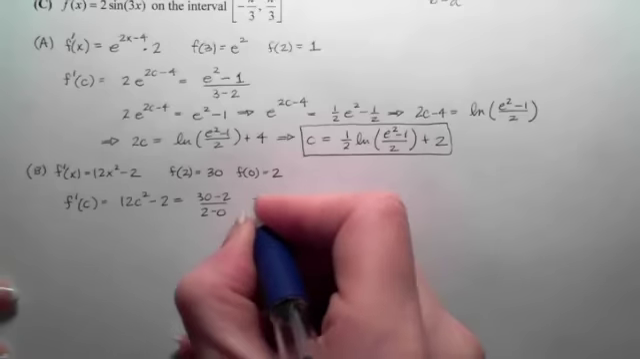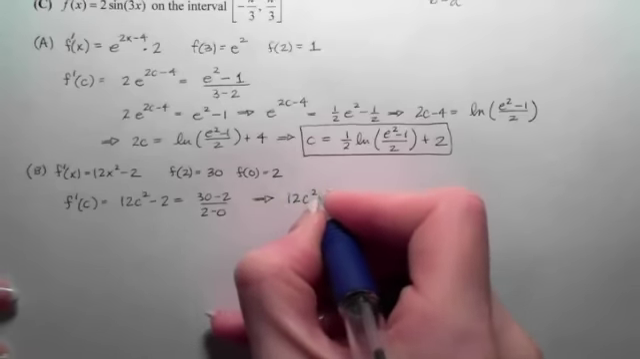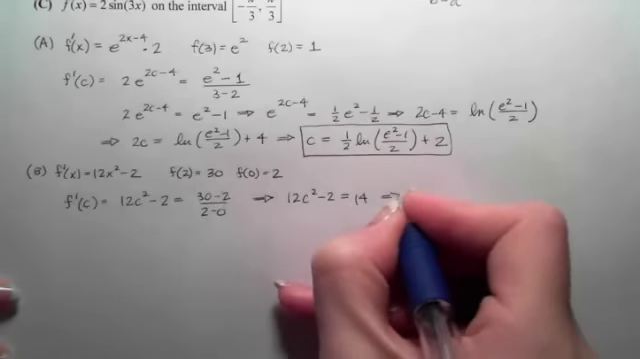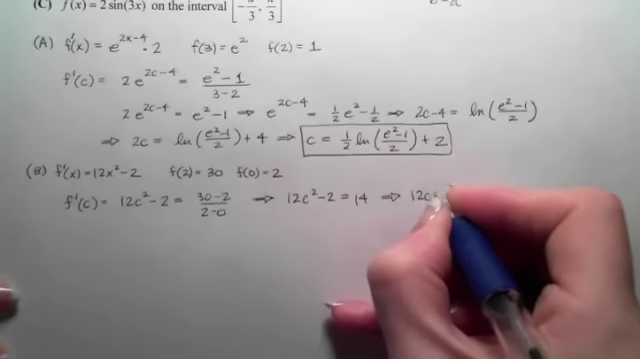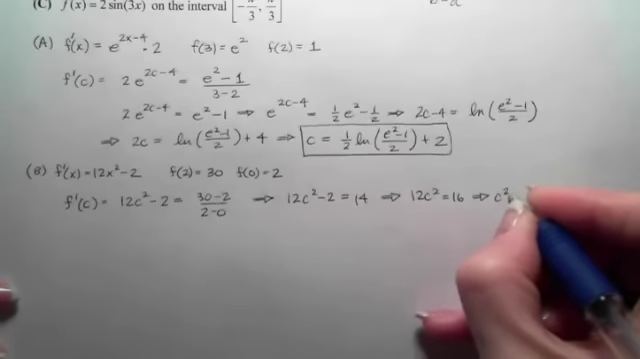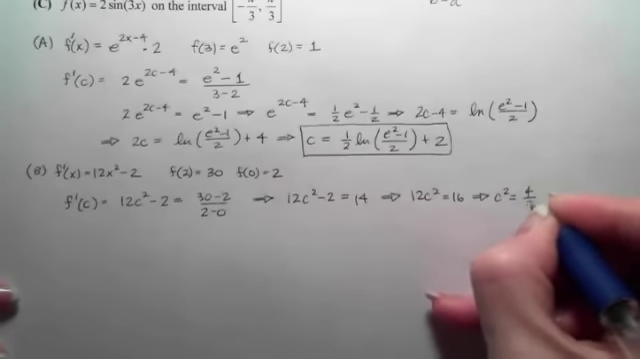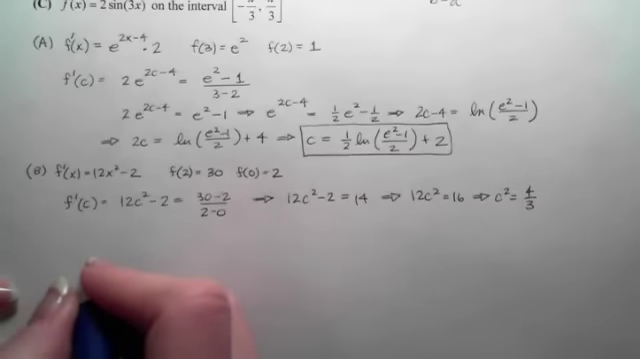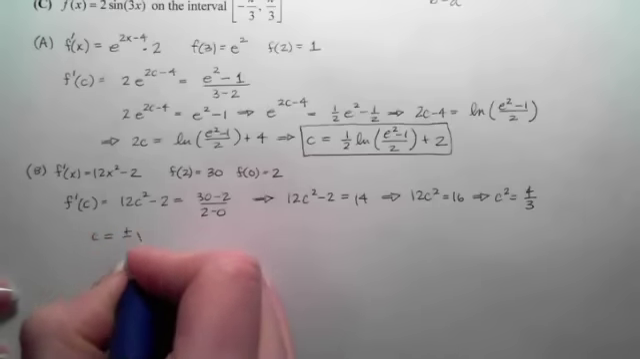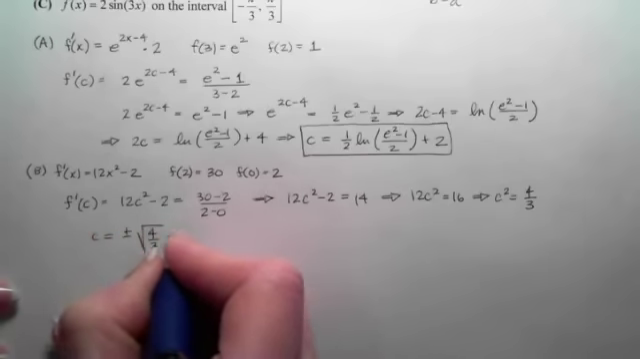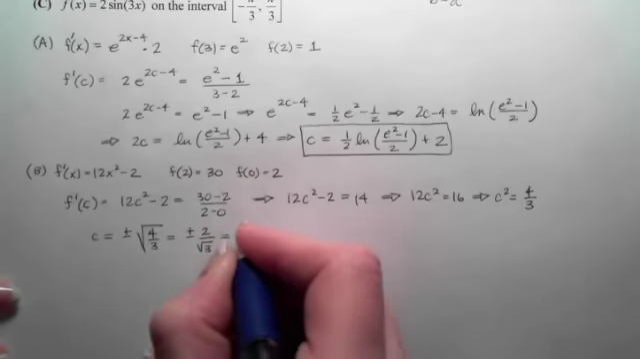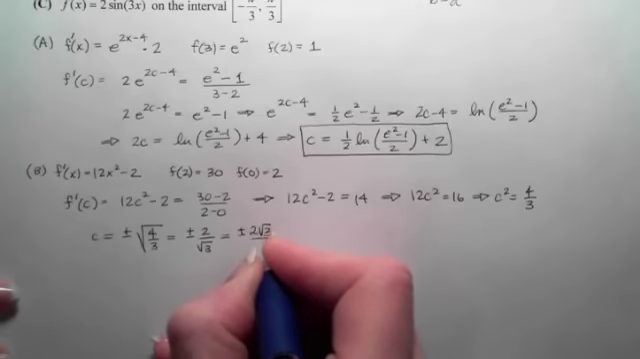So that'll give me 12c squared minus 2 equals 28 over 2, which is 14. So if I add 2 to both sides and then divide by 12 and reduce, now in order to find the c, I need to take the square root. And when you introduce the square root, you have to put a plus or minus on it. So the square root of 4/3 is the same as plus or minus 2 over root 3, and if you rationalize the denominator, it's 2 root 3 over 3.